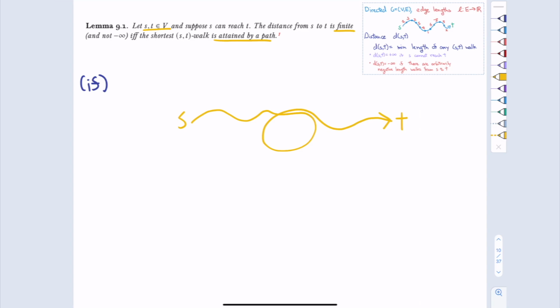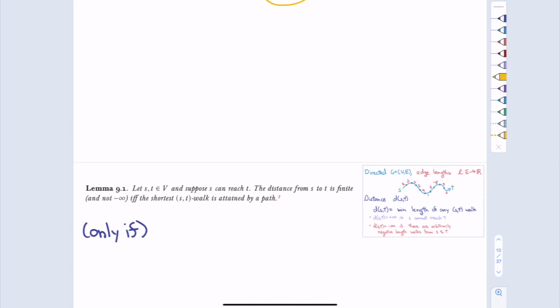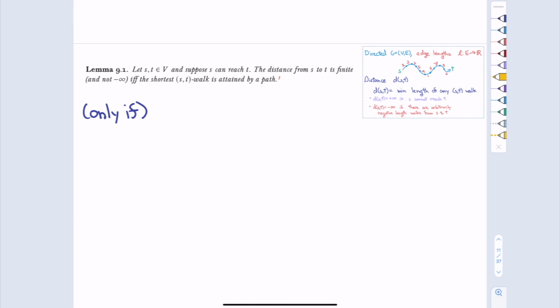Okay. So if there is a path from S to T that's at least as small in length as any ST walk, then the distance is finite, but actually if and only if. The "if" is a hard one, but the "only if" is kind of easy. I mean, this is not easy, but it's not as large a statement.